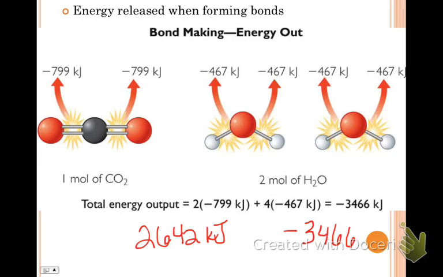3,466 kilojoules. Just to make it easier on yourself, if you just want to look at the absolute value, that's fine. But really, there's more energy in the products. Since there's more energy in the products, in order to make these bonds, it ends up being an exothermic reaction, and I'll show you why in just a bit.